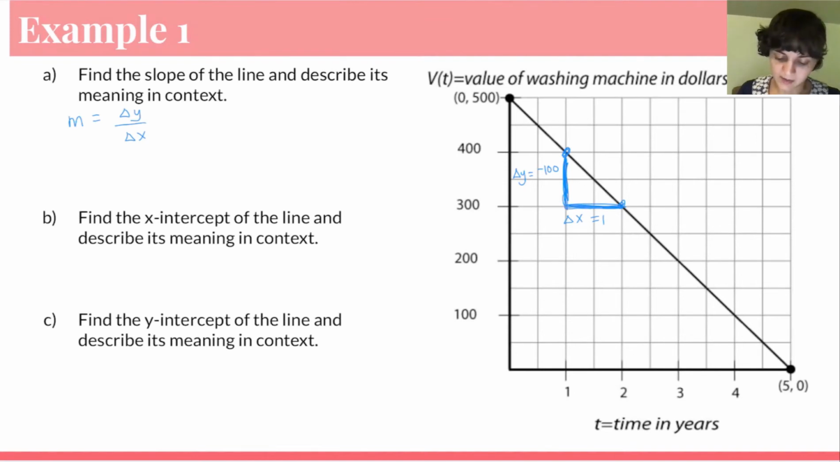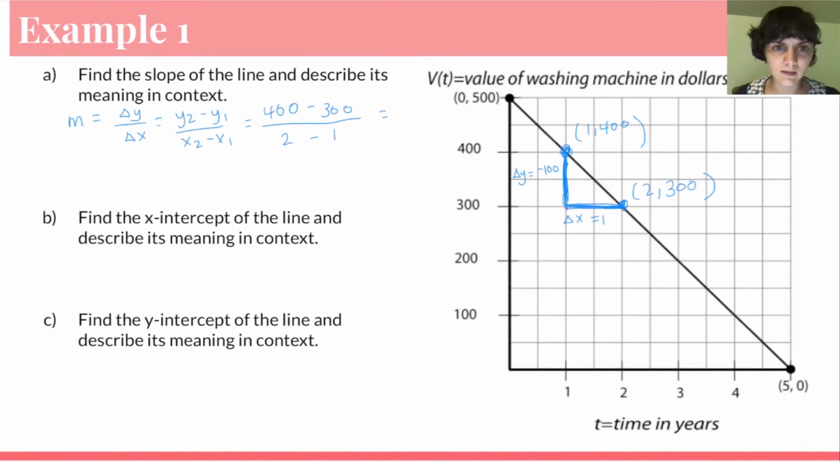Or I could always just take my 2 points. So I have the point (1, 400), and I have the point (2, 300). And I could plug it into the equation: y2 minus y1 over x2 minus x1. y2 is 400, y1 is 300, x2 is 2, x1 is 1. And then I have... Oh, did I mess that up? I did mess it up. Do you see my mistake?